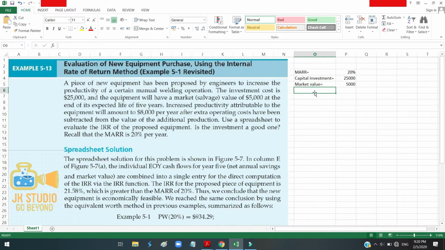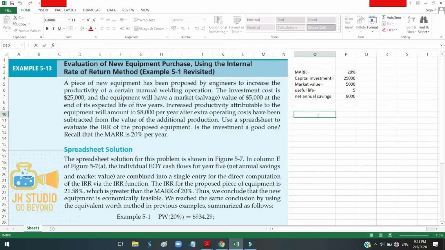And then useful life, which means how long this can be used. You can see that the expected life is 5 years, so it can be used for 5 years. Useful life is 5. And then finally, every year they will have a saving of 8,000 per year. So this is the net annual saving, which equals 8,000.